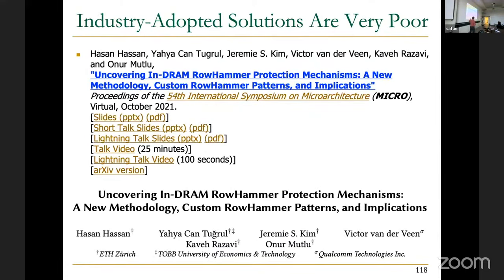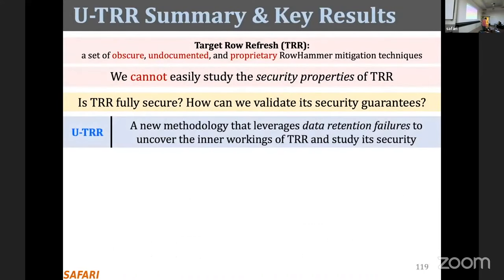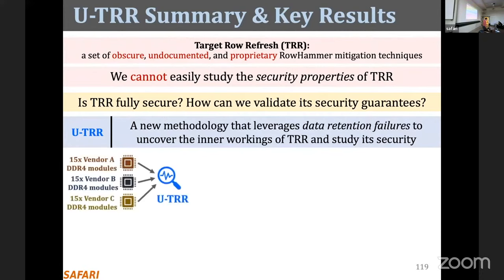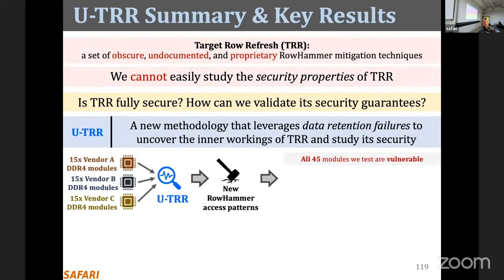The TRRespass work showed that solutions are poor, but how poor are they? Basically, can we develop a methodology to uncover the underlying protection mechanism in DRAM chips? That's what this paper does. I will not go into it in a lot of detail, but it introduced a new methodology that leverages data retention failures to uncover how the TRR mechanisms internally work, enabling us to study their security. We showed that you can craft new RowHammer access patterns based on this understanding. You can almost completely reverse engineer what's happening inside the DRAM chip to protect against RowHammer.